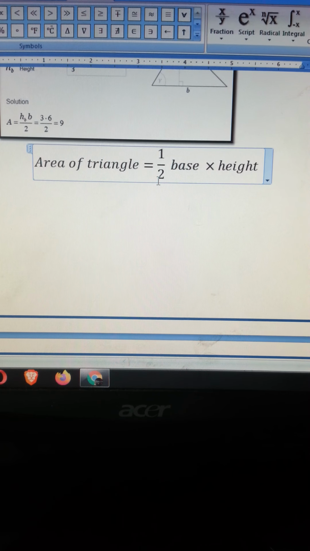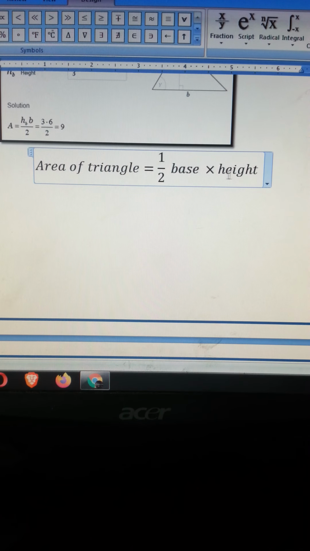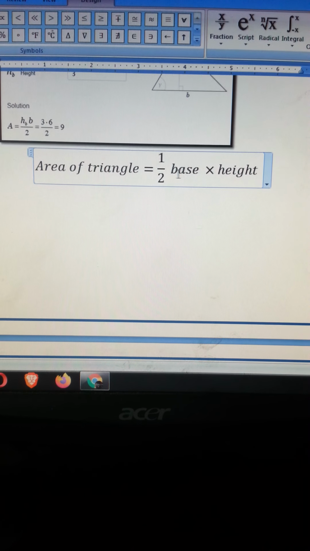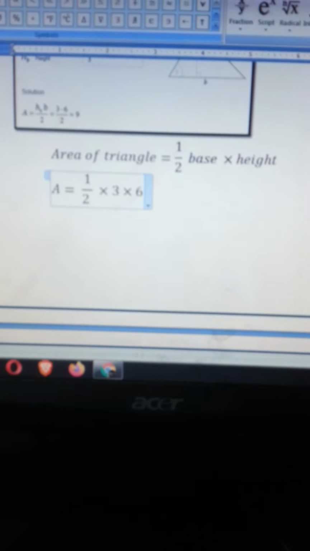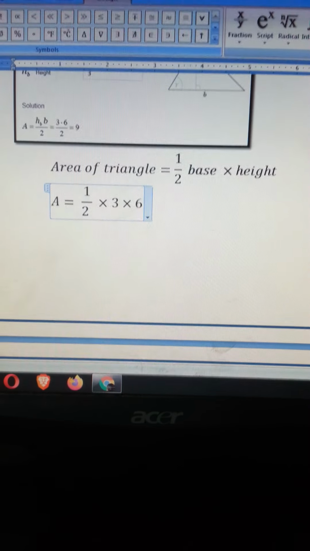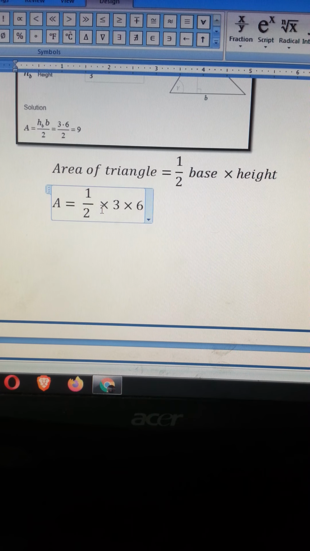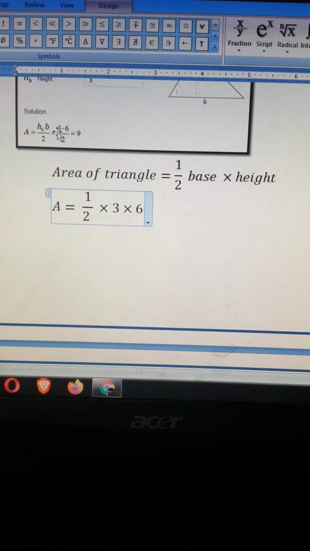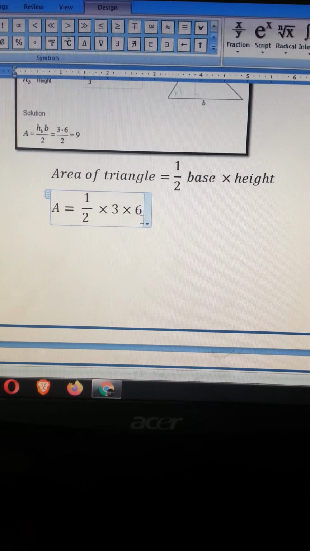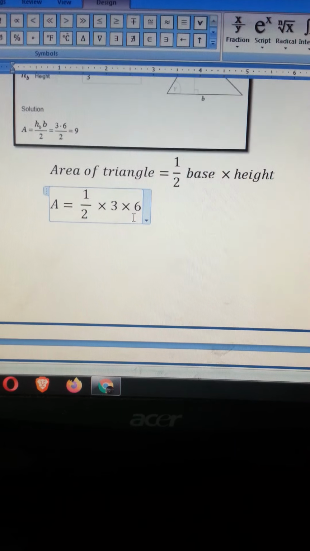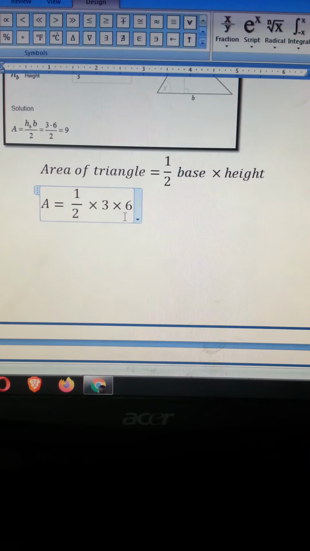I have written over here, area of triangle is equal to half base into height. First you have to multiply base and height together, and then you will divide it by 2. That's a simple thing. Now you can see that I have put all the values over here. 1 upon 2 as it is, multiply by base, which is 3, and height, which is 6. Okay. So I am just putting the values over here, nothing else, in the same formula.